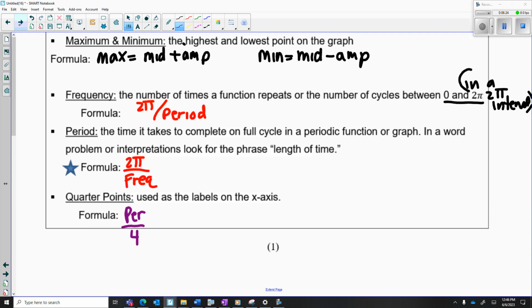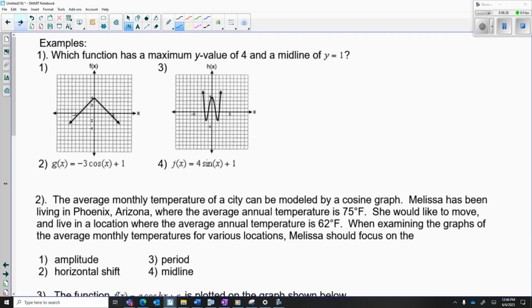All right, let's do some questions. First one. Which function has a maximum of 4 and a midline of 1? So take a minute, pause the video, and see.